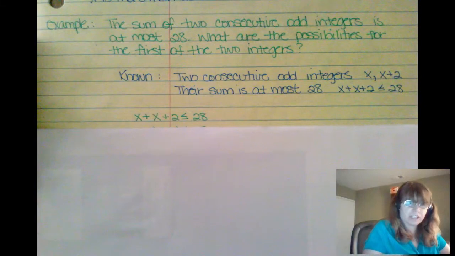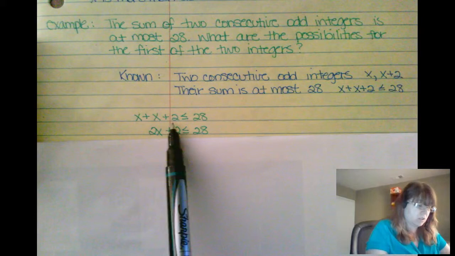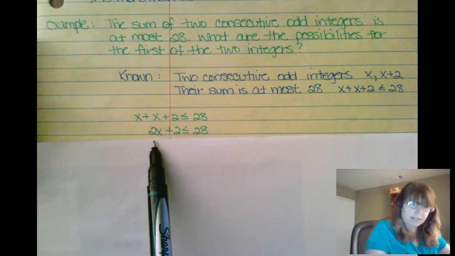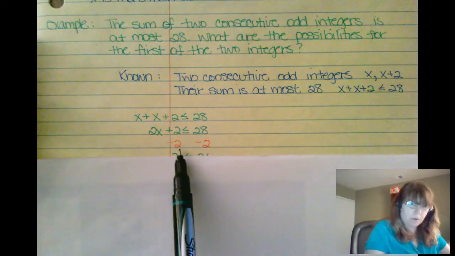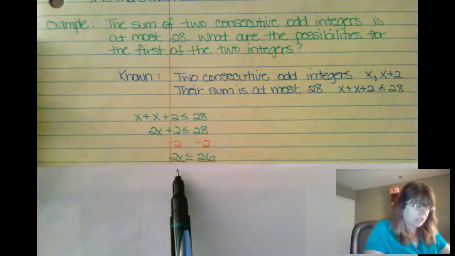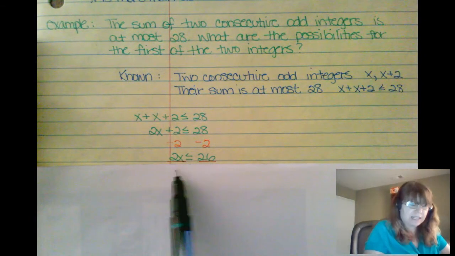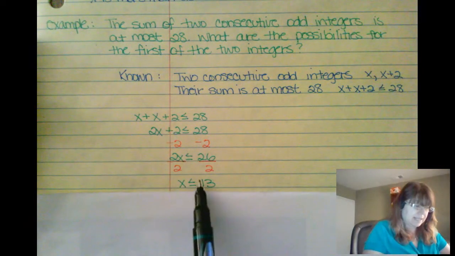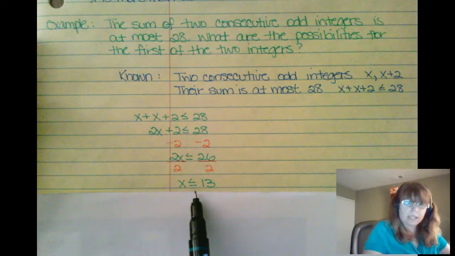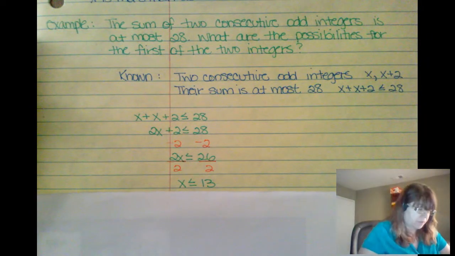Now I'm going to solve the inequality. Combine like terms: x plus x plus 2 is less than or equal to 28, so 2x plus 2 is less than or equal to 28. Subtract 2 from both sides, giving me 2x is less than or equal to 26. Divide each side by 2. X is less than or equal to 13. That is the first of the two integers.